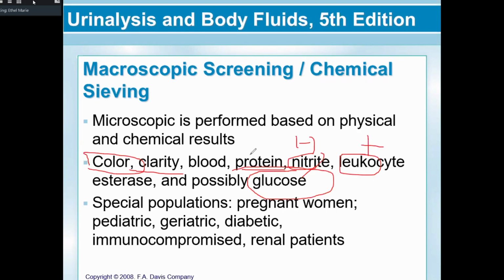We also have to have protocols in place for special populations, for example pregnant women, pediatric patients, geriatric, diabetic and immunocompromised patients, especially renal patients. For example, when we see the presence of broad casts and other significant abnormal results, we have to report them immediately to the attending physician of our patient. This means the values are critical and we have to report them immediately for the patient's immediate treatment.